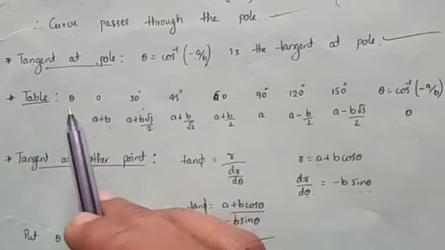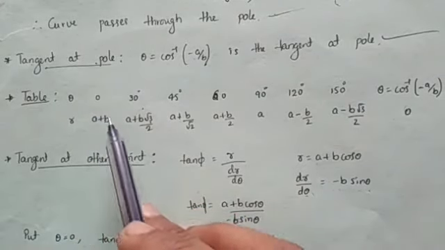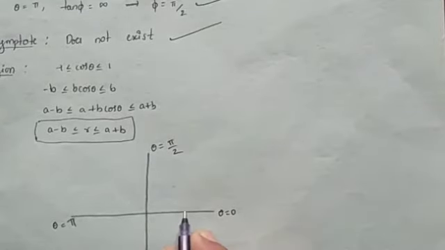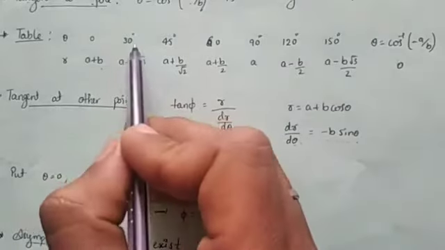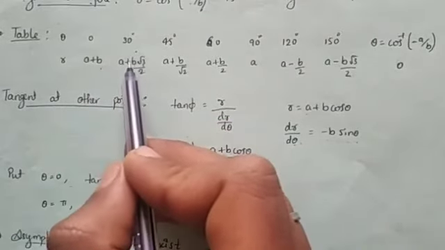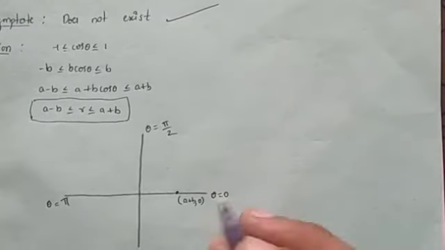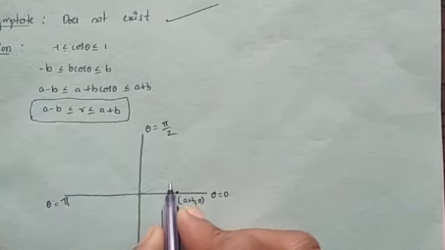The next one is the table. For theta is equal to 0 degree, the r value is a plus b. This point is a plus b comma 0. The next one is for the theta value 30 degree, we get the r value is a plus b root 3 by 2. This is the 30 degree angle. At 30 degree we get a plus b root 3 by 2.